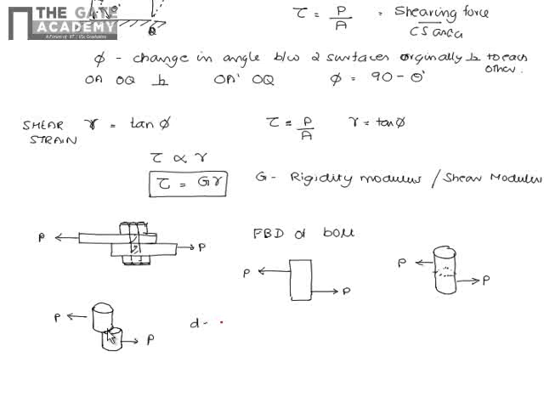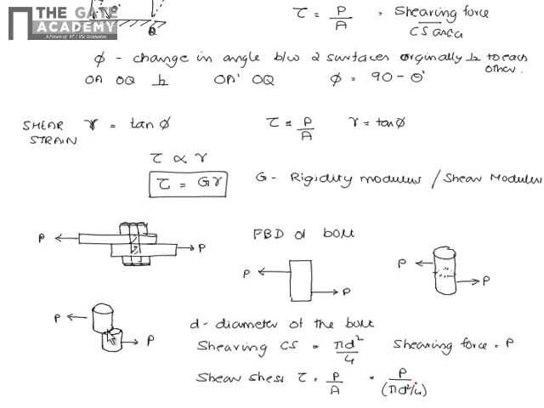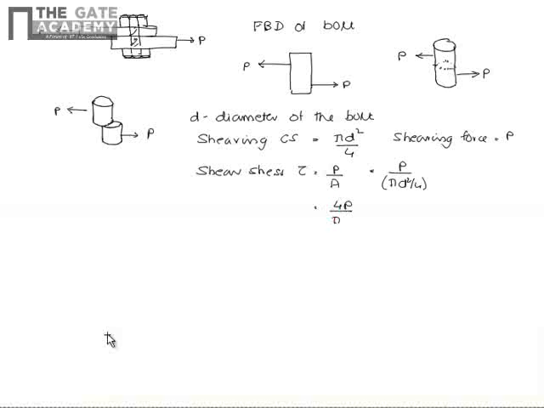If D is the diameter of the bolt, the shearing cross-section is nothing but pi d square by 4. And the shearing force is P. So what is the shear stress developed here? Shear stress tau is nothing but P by A. That is nothing but P by pi d square by 4, and that is nothing but 4P by pi d square. That is the shear stress.